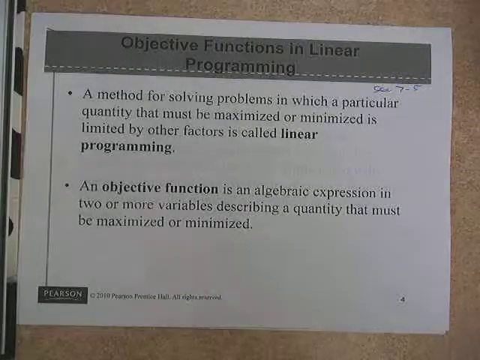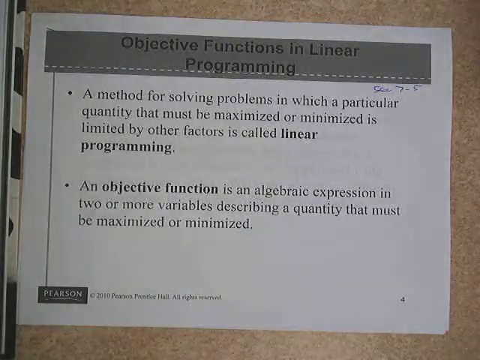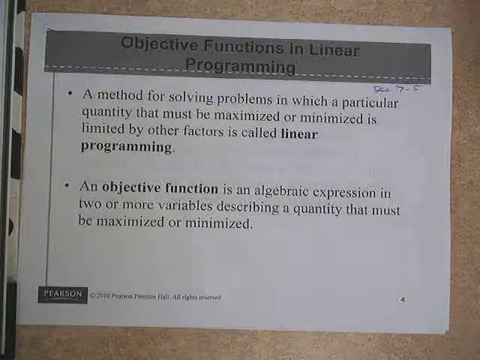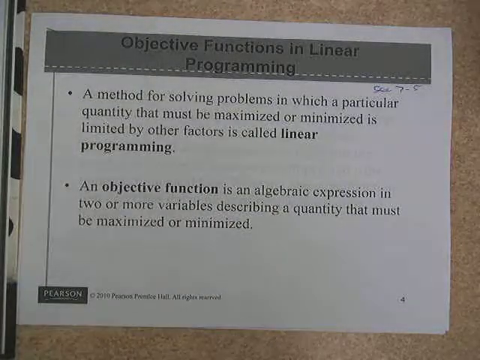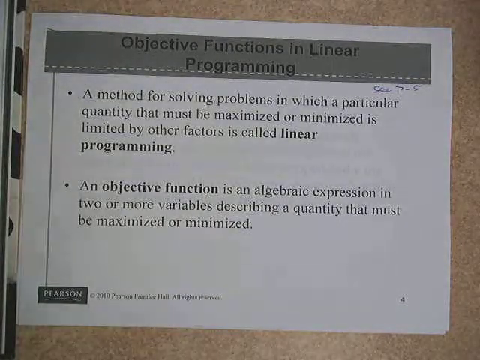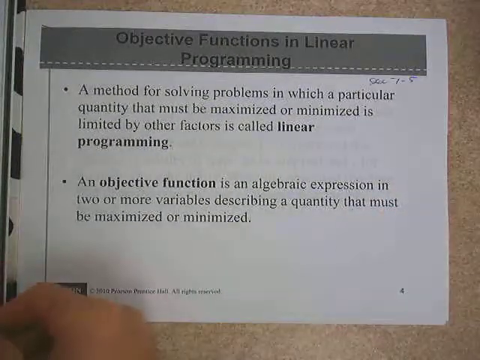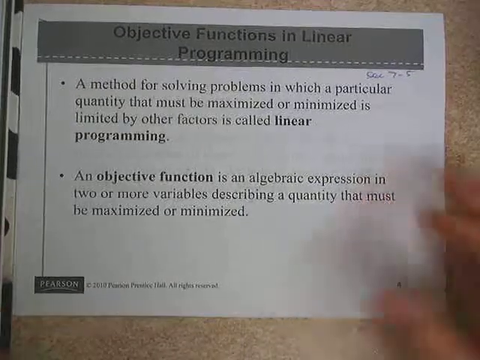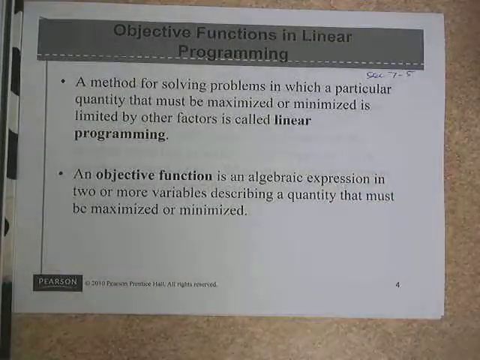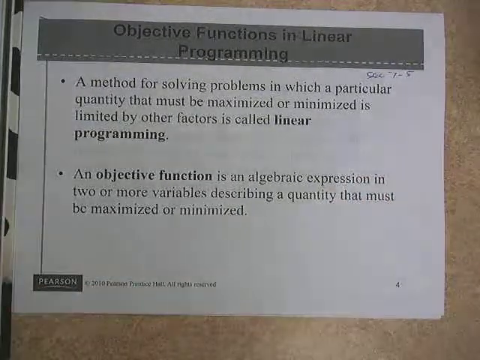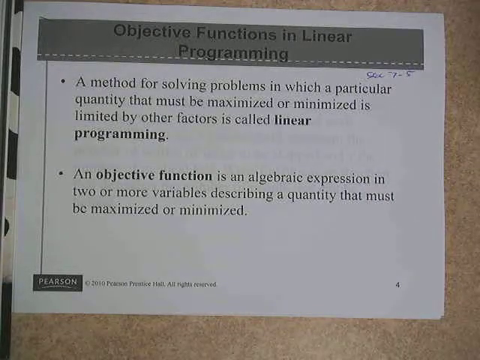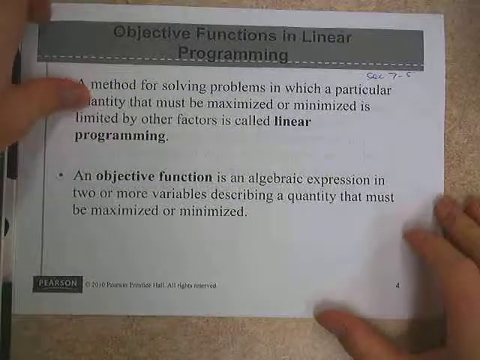Okay, in section 7.5 we're going to discuss a process we call linear programming. It's a method for solving problems where we want to find a quantity that needs to be maximized or minimized and it's limited by other factors. Whatever we want to minimize or maximize, we're going to write what we call an objective function. This is just an algebraic expression in which two or more variables describe a quantity that can be minimized or maximized.